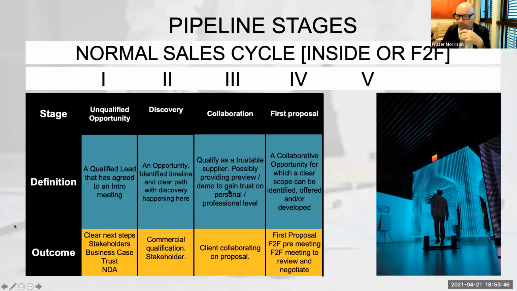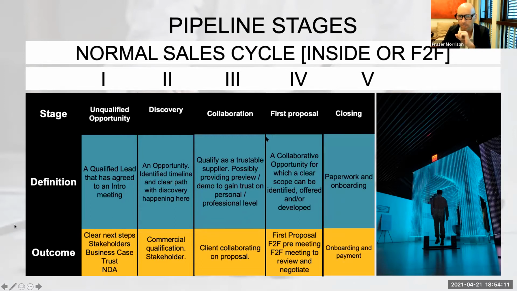Now, the collaboration piece here might be a demo. It might be sitting down and having a sort of semi-negotiation as you navigate into that first proposal. You'll notice the demo is not second. The number one mistake made in software sales is the demo is done way too early. A demo should be pretty much the last piece before proposal. And then we step into new client, onboarding and payment. So you've got a very nice simple structure here.